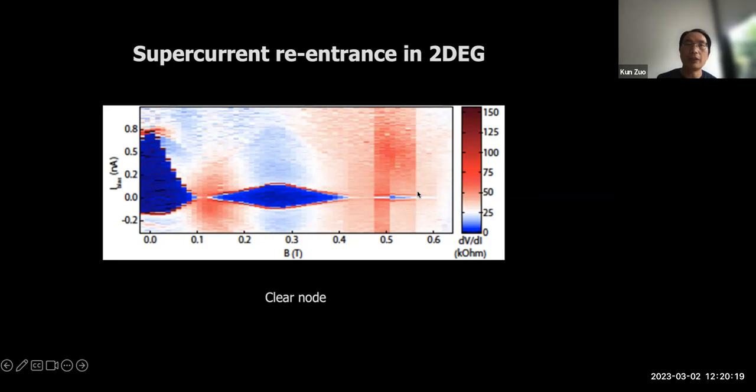Very typical Zeeman-driven 0 to pi transition, as also shown in a numerical simulation. So this clear nodes actually makes us believe that we measured the 0 to pi junction at that time, until we did more investigation. We figured out it is caused by supercurrent interference.